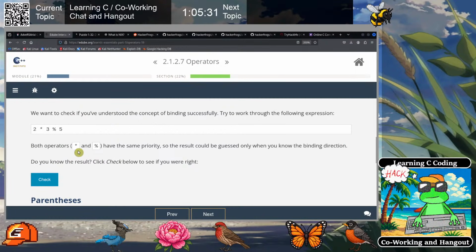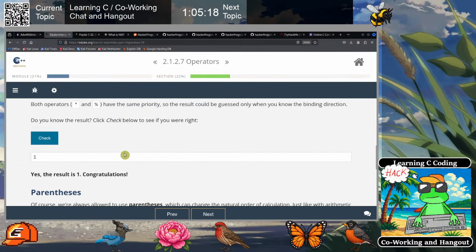Okay, both operators, multiply and modulo, have the same priority, so the result could be guessed only if you know the binding direction. So do you know the result? Check to see if you were right. So the check is 1. So the result is 1, congratulations. Why did they say congratulations, like they knew that we were going to get it correct?